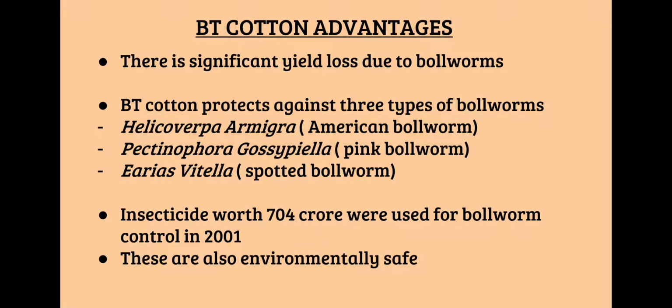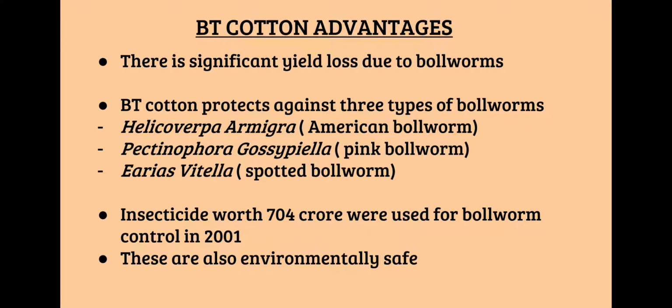Now let us quickly look at some of the advantages of BT cotton. There is a significant yield loss due to bollworms. So here BT cotton protects against three types of bollworms: American bollworm, Helicoverpa armigera, then pink bollworm, Pectinophora gossypiella, then spotted bollworm, Earias vittella.